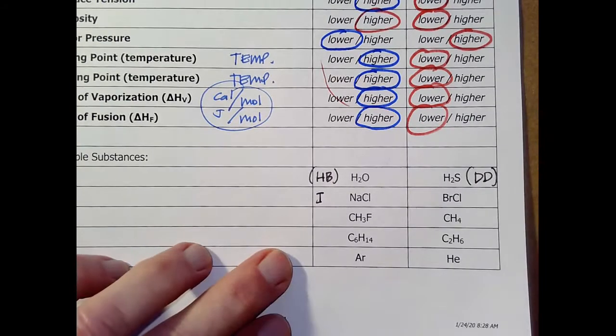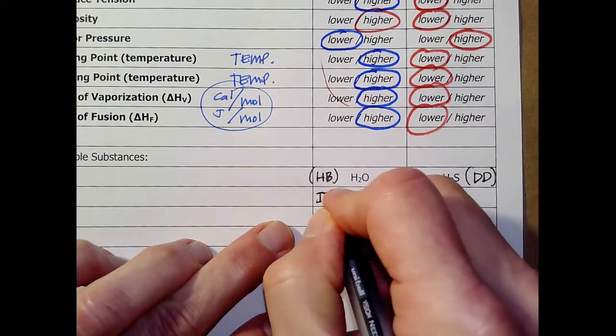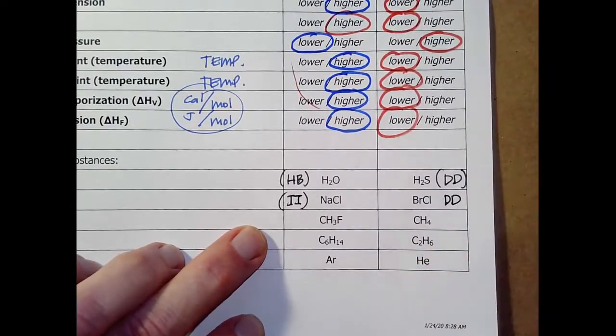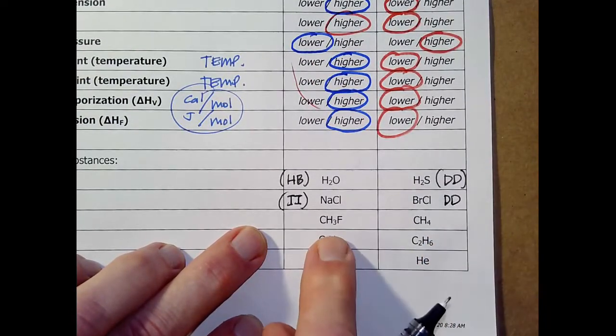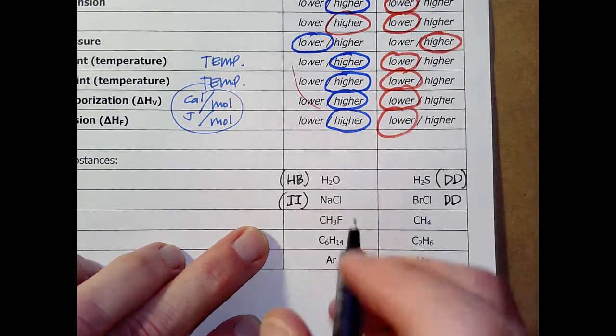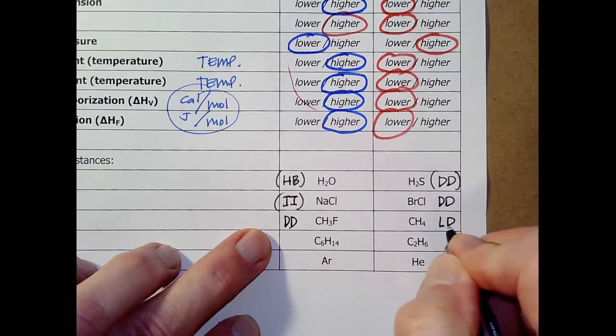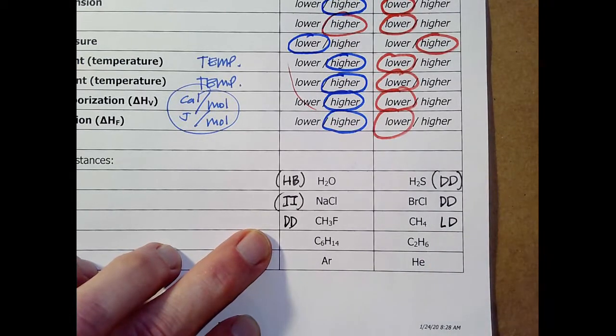Sorry, I couldn't hit pause soon enough. Those are ion-ion. Over here I've got dipole-dipole. Here, so stronger, weaker. Here I've got dipole-dipole. Here I've only got London dispersion. Now that doesn't make sense. You might want to draw those little structures and think about it.